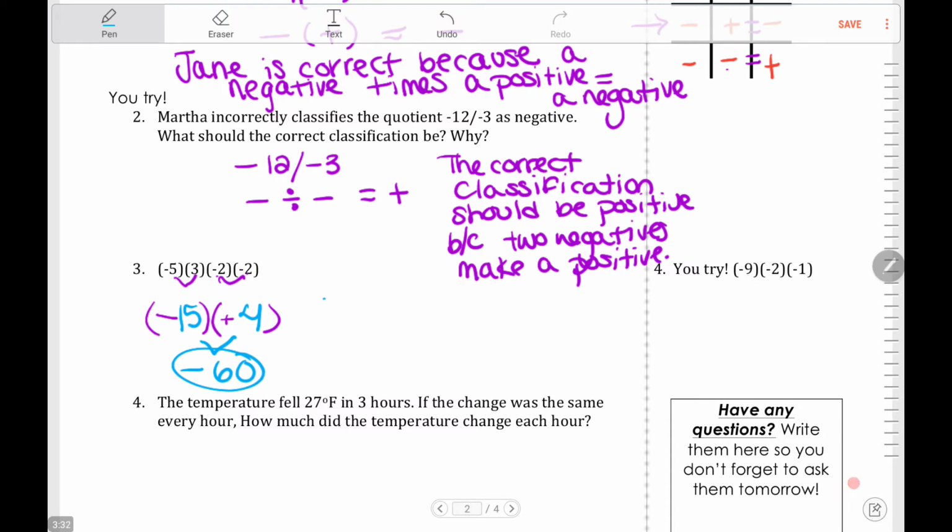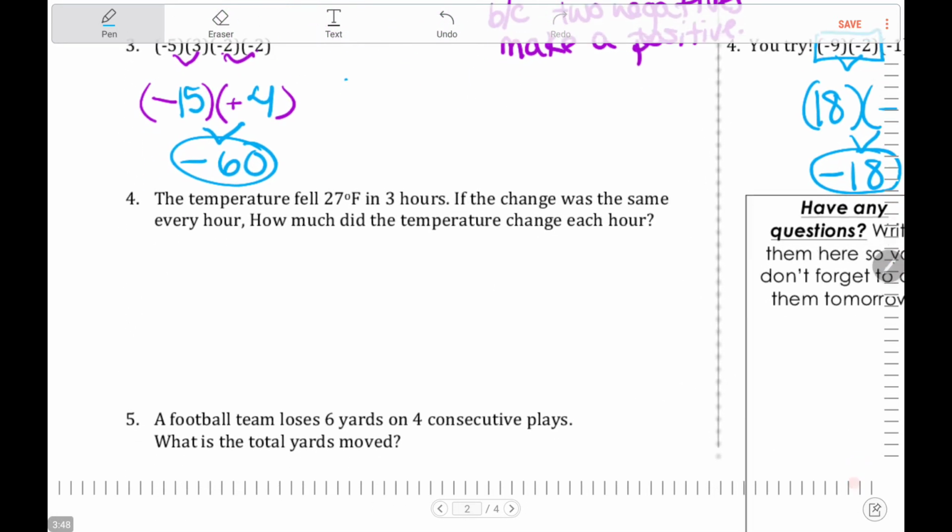So when you did that, you'll see there's like a little uneven number, so do these two first. You got positive 18, and then bring down that negative 1, and after you do those two, you get negative 18. Alright, if you didn't get that, please go ahead and fix your answer.